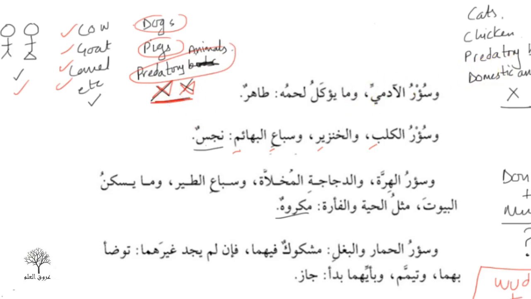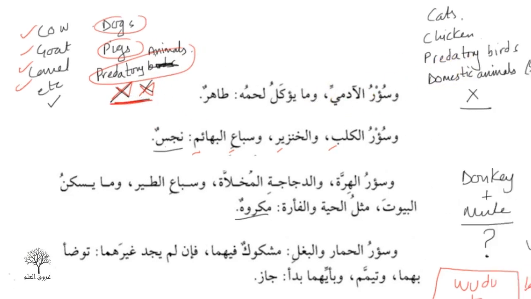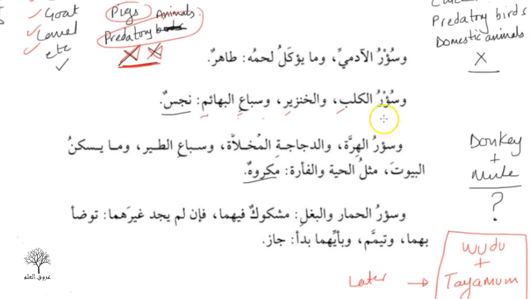And then su'rul hirra, okay, so the su'ur of the hirra, leftover water of a cat. And dajaja mukhallat is a free ranging dajaja, chicken, right? If it's not free ranging, then the ruling is different. If you want to read more, Hidayah. Siba al-tayr, predatory birds, and ma yaskunu al-buyut, which lives in the homes, mithl al-hayya, like snakes and mice, are makruh.